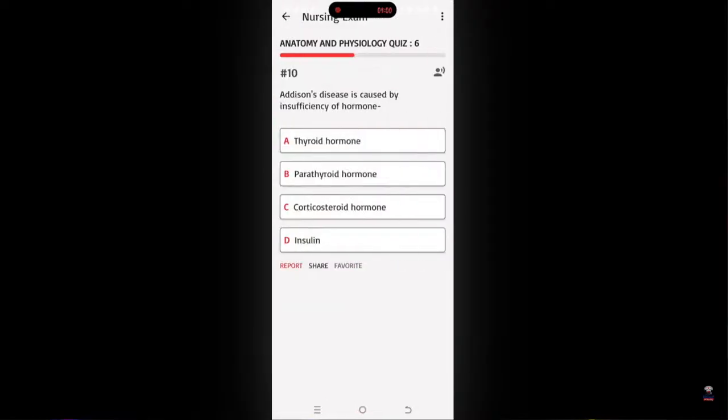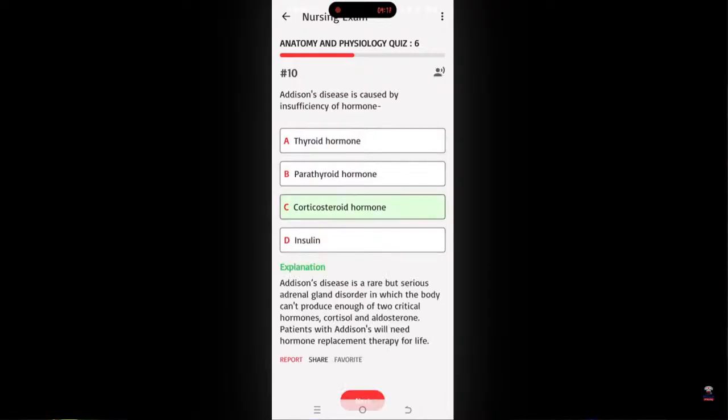Addison's disease is caused by insufficiency of which hormone? A. Thyroid hormone, B. Parathyroid hormone, C. Corticosteroid hormone, D. Insulin. Correct answer. Addison's disease is a rare but serious adrenal gland disorder in which the body can't produce enough of two critical hormones, cortisol and aldosterone. Patients with Addison's will need hormone replacement therapy for life.